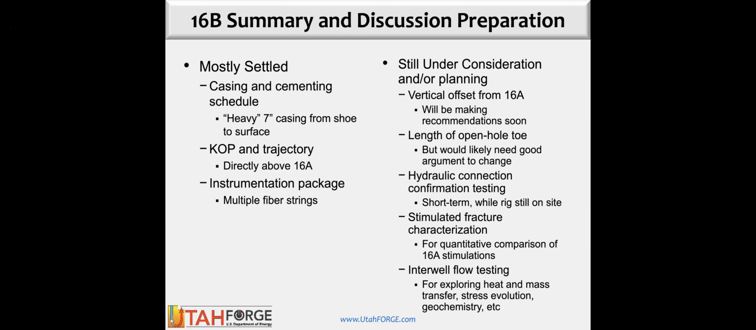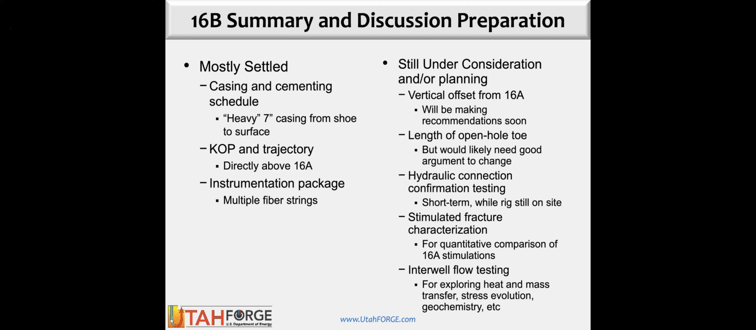So moving over to the right here, the items still under consideration and planning. This is one of the biggest things we need to think about: the vertical offset between 16A and 16B. As a modeling team, we're going to make one set of recommendations to the overall project. That's only going to be one voice among many, but I'm going to talk about that and how we could better inform that as a modeling team. I want to gather your input as a group.